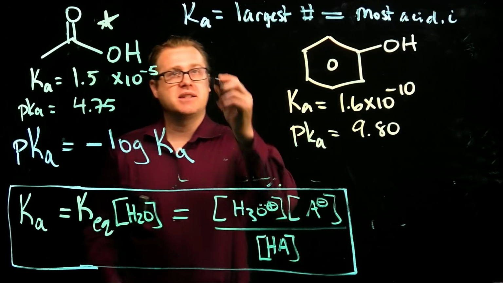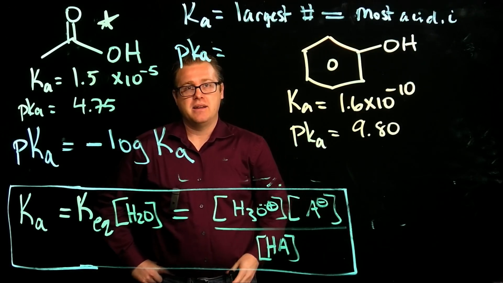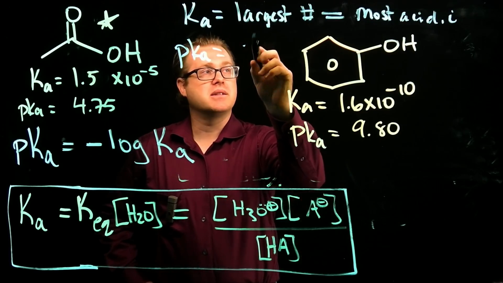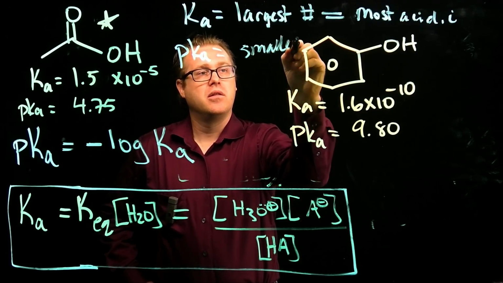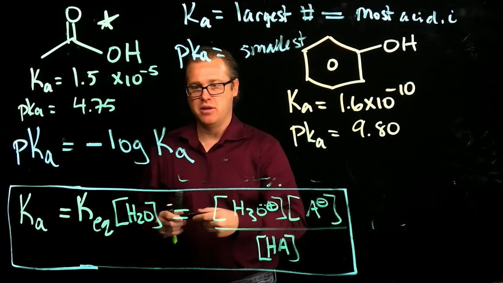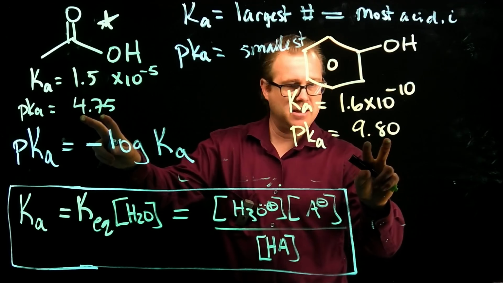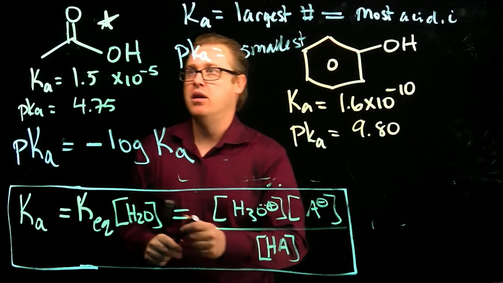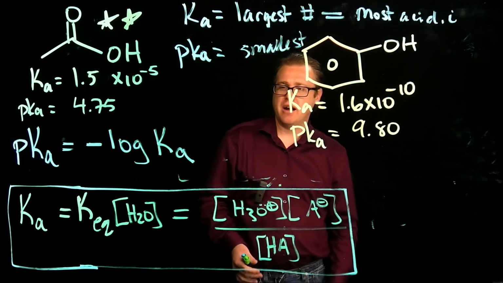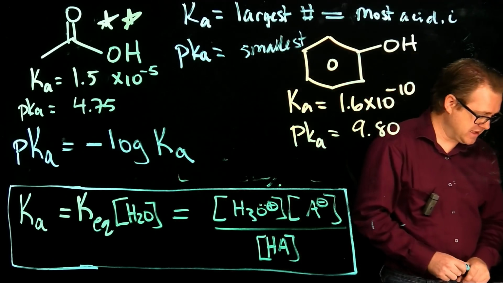But then you can do it in a second way. And the second way is typically the method that chemists use to determine acidity. And that is the smallest pKa is the most acidic. And so when we look at these two values here, 4.75 versus 9.8, that is clearly the smallest number, so that makes this the most acidic. Okay? So that's how you view it. Smallest numbers for their pKa's is the most acidic.